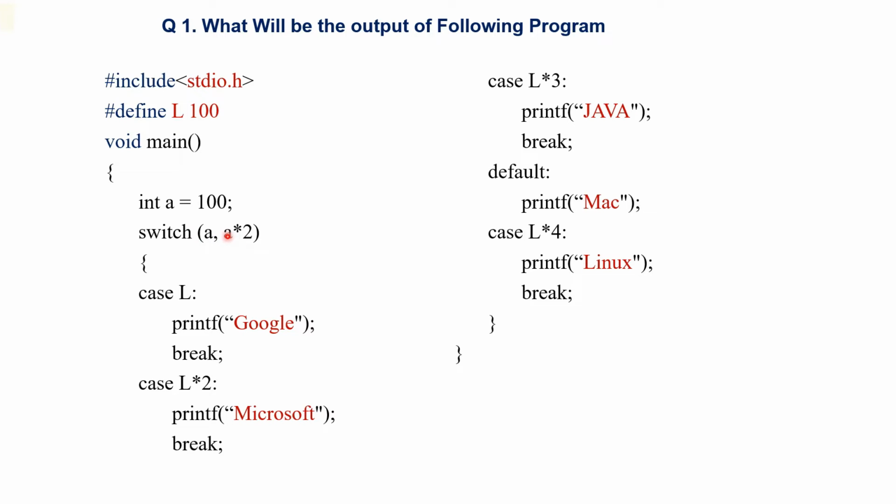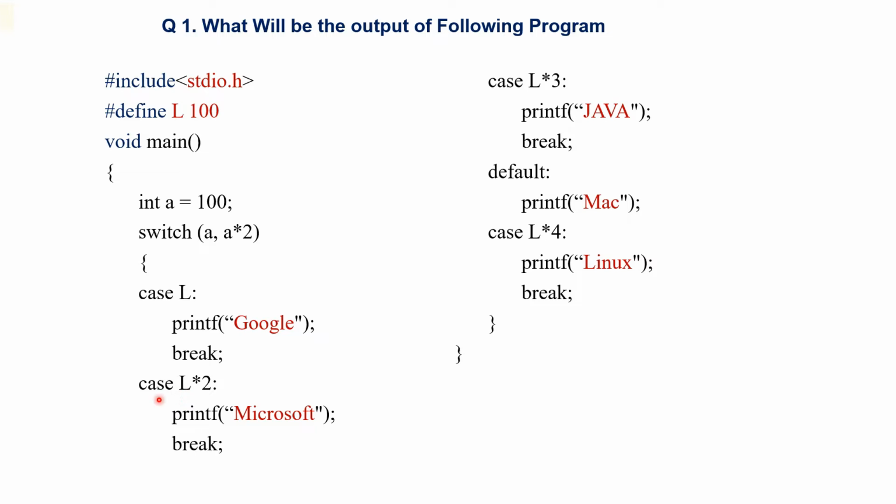So let us see which case value will be equal to 200. Here the first case value is L, which is equal to 100. So this is case 100. So this will be matched with the switch expression which is equal to 200. So 200 is not equal to 100. So therefore control will be transferred to the next case expression. So here the case expression is L*2, that is 100*2. So this will be equal to 200, and this case value matches with the switch expression.